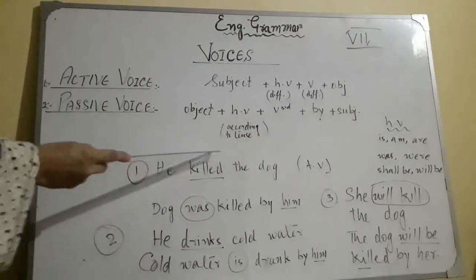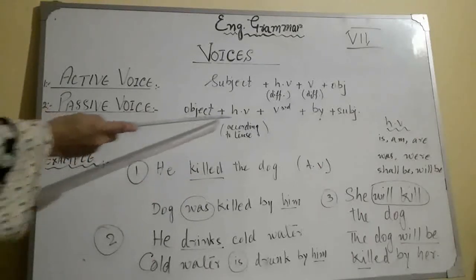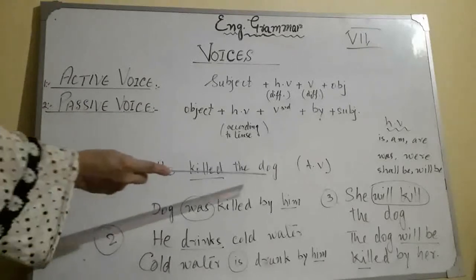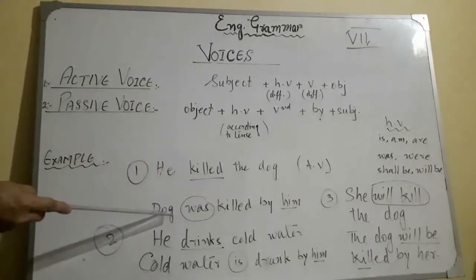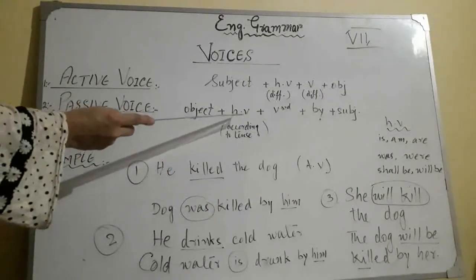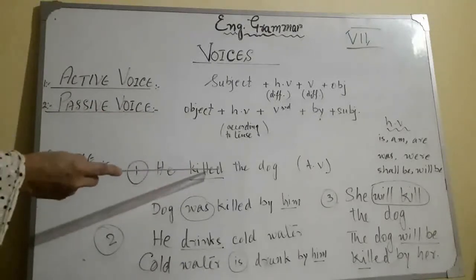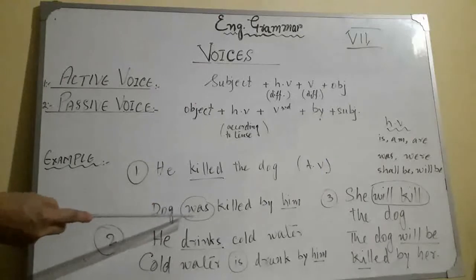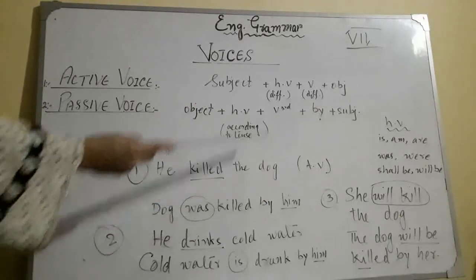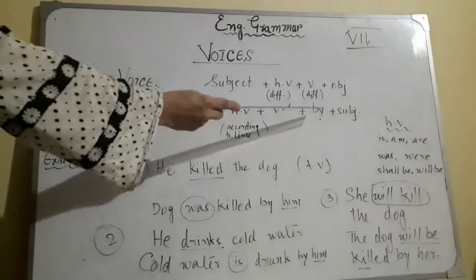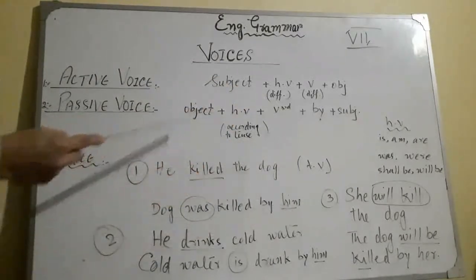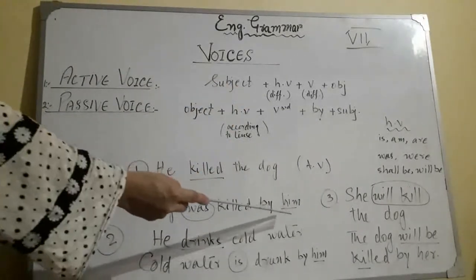Because it is past indefinite, according to the formula just change it. Object comes in the beginning. What is the object? The dog. Dog. Then helping verb: because it is the second form of the verb, it is past indefinite, we will use the past tense helping verb was. Dog was, then the third form of the verb, killed, then preposition by, and then the subject. What's the subject? He is converted into him.